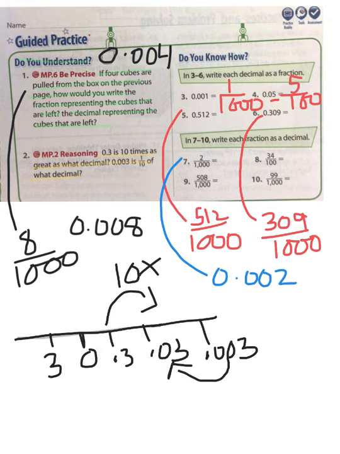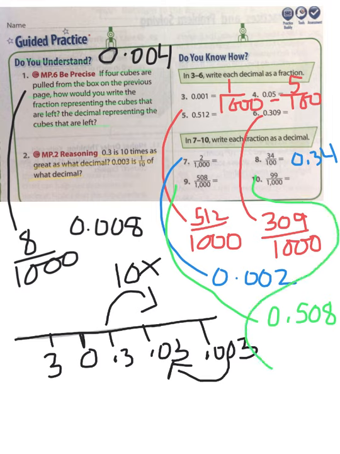On number 8, we have 34 hundredths. So we have 0.34. Number 9, I'm going to use green so it's easier to see. Number 9, we have 508 thousandths. So 0.508 would be 508 thousandths. And then our last one, we have 99 thousandths. Now with this one, you have to be careful. There's a 0 in our ones place, a 0 in our tenths place, and then we have 99 thousandths.